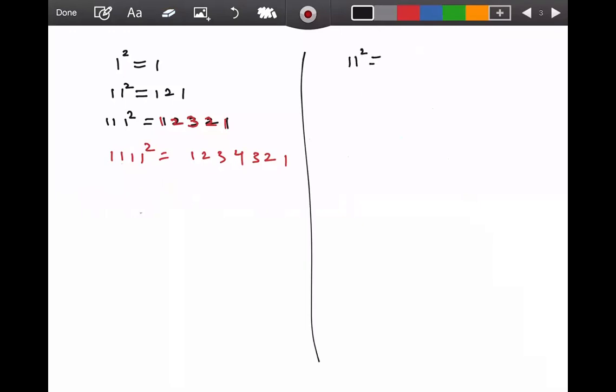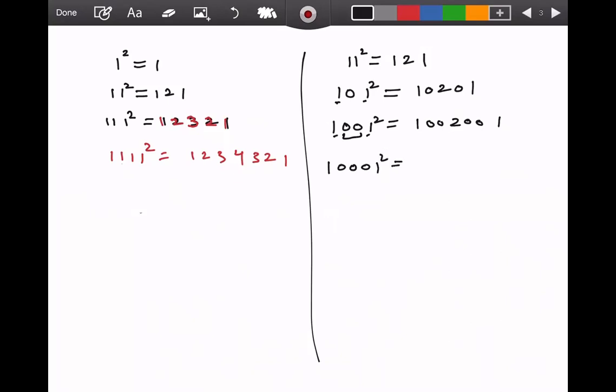If 11 square is 121, 101 square is also 121, because we have 11, but we have a 0 between the ones. So we'll put 0 between every 2 digits. Similarly, 1001 square, because we have 11, we will always have 121. We have 2 zeros between the ones, so we'll put 2 zeros there and 2 zeros. Can you tell me what will be 10001 square?